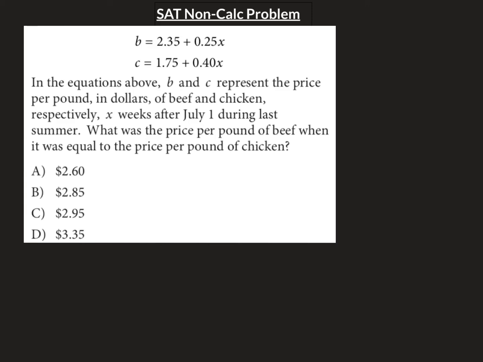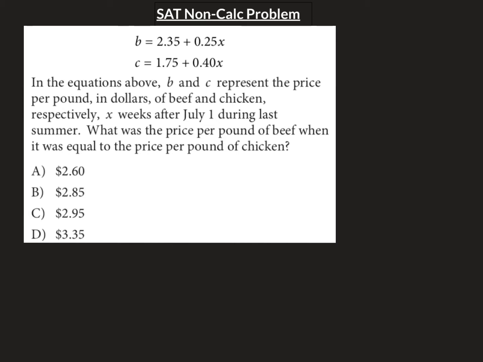Hey everyone, in this video we'll be going over this SAT non-calculator problem. In the equations above, B and C represent the price per pound in dollars of beef and chicken, respectively, x weeks after July 1st during last summer. What was the price per pound of beef when it was equal to the price per pound of chicken? And the equations are B equals 2.35 plus 0.25x and C is equal to 1.75 plus 0.40x.